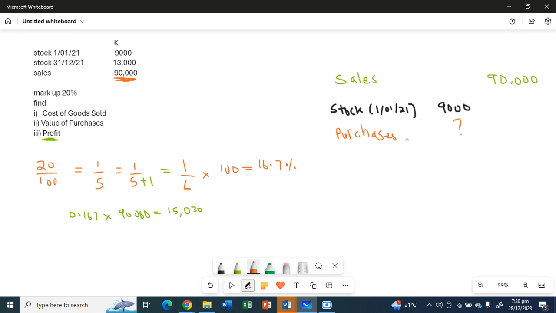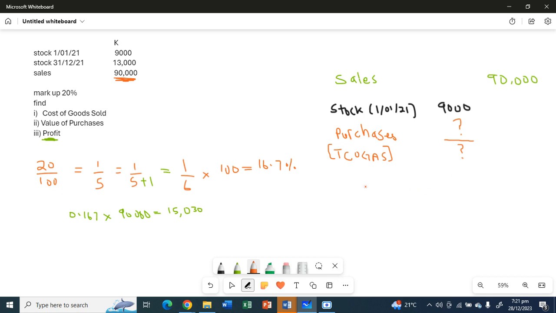When you add purchases to opening stock, you get the total cost of goods available for sale. So I'll just say total cost of goods available for sale, TCOGAS. Total cost of goods available for sale. We do not have a figure there.